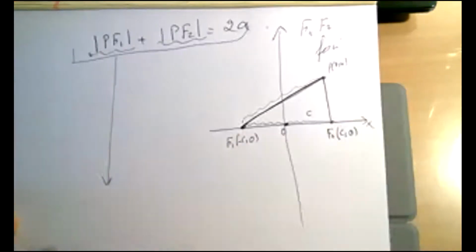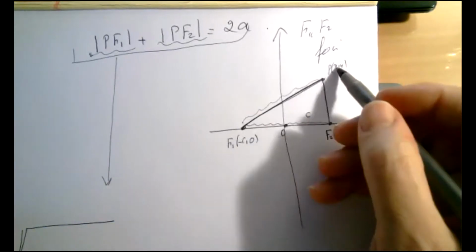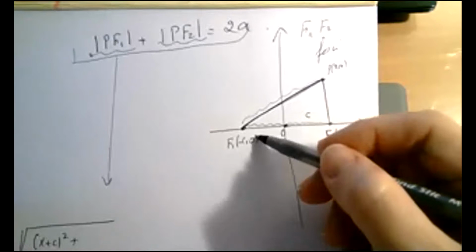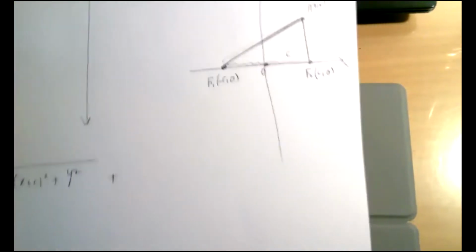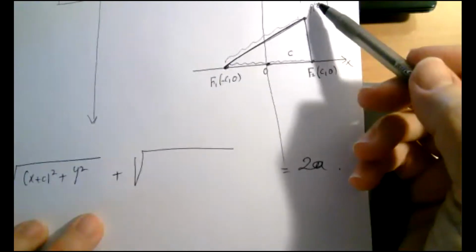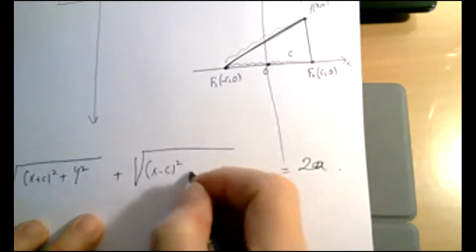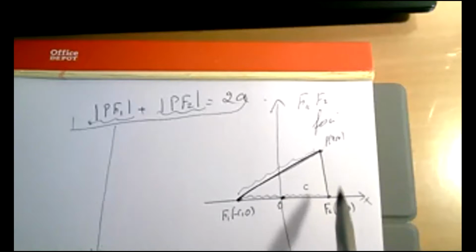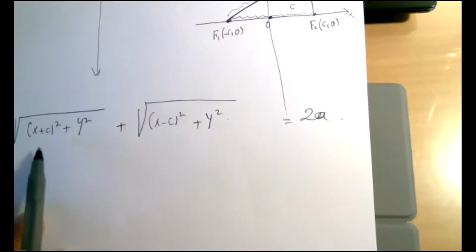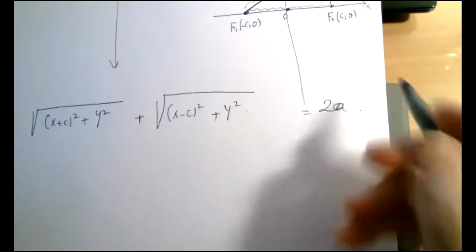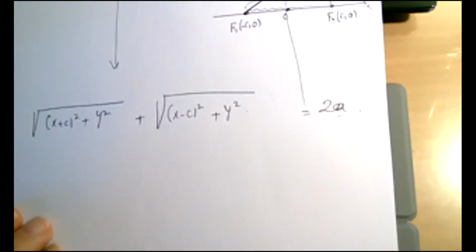What's the distance between P and F1? It's the square root of the change in x, (x plus c) squared, plus the change in y, (y minus 0), y squared. The distance between P and F2 is the following: the square root of (x minus c) squared plus y squared. So if a point satisfies the idea that the sum of its distances to both foci is a constant number, that's the equation that's going to exist between x and y. What's given is c, so we know where the foci are, and what's given is a. And we have to find the relation between them.